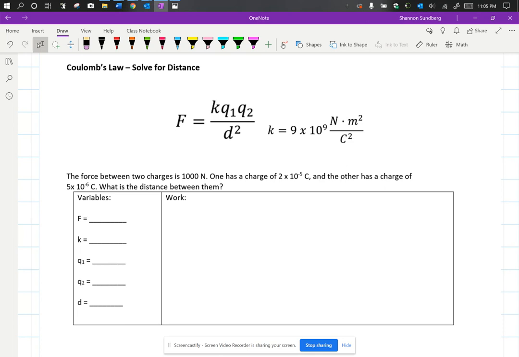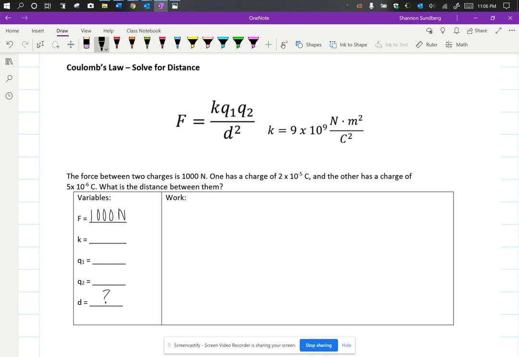So let's read our question here. It says, the force between two charges is 1,000 newtons. One has a charge of 2 times 10 to the negative 5th coulombs, and the other has a charge of 5 times 10 to the negative 6th coulombs. What is the distance between them? So since they're asking us to solve for distance, I'm going to put a question mark here. And then I'm going to fill in my variables for everything else. So they told us that the force is 1,000 newtons. So I'm going to write that on the line.